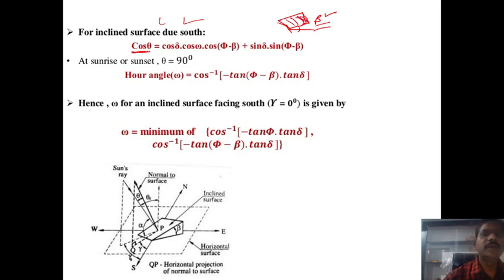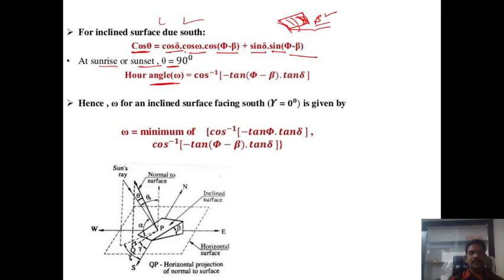So we know this formula, cos theta is equal to cos delta cos omega cos(phi minus beta) plus sin delta sin(phi minus beta). At sunrise or sunset, we know the angle of incidence becomes 90 degrees. So what is our angle here? Once again, same as it is: cos inverse of minus tan(phi minus beta) into tan delta.